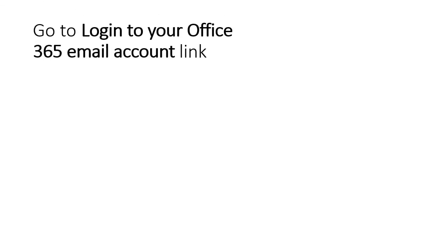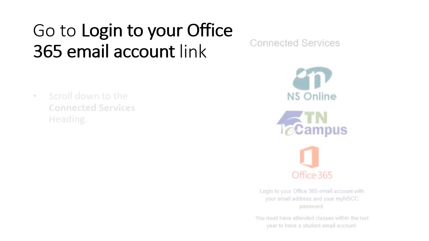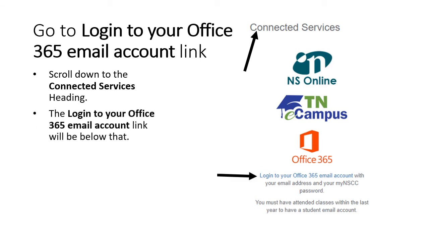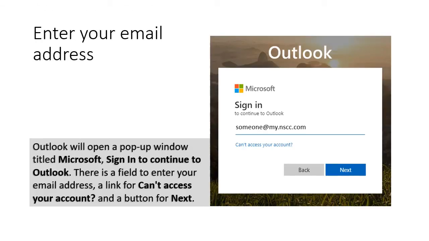Go to Login to your Office 365 email account link. Scroll down to the Connected Services heading. The Login to your Office 365 email account link will be below that. Enter your email address. Outlook will open a pop-up window titled Microsoft. Sign in to continue to Outlook. There is a field to enter your email address, a link for Can't Access Your Account, and a button for Next.